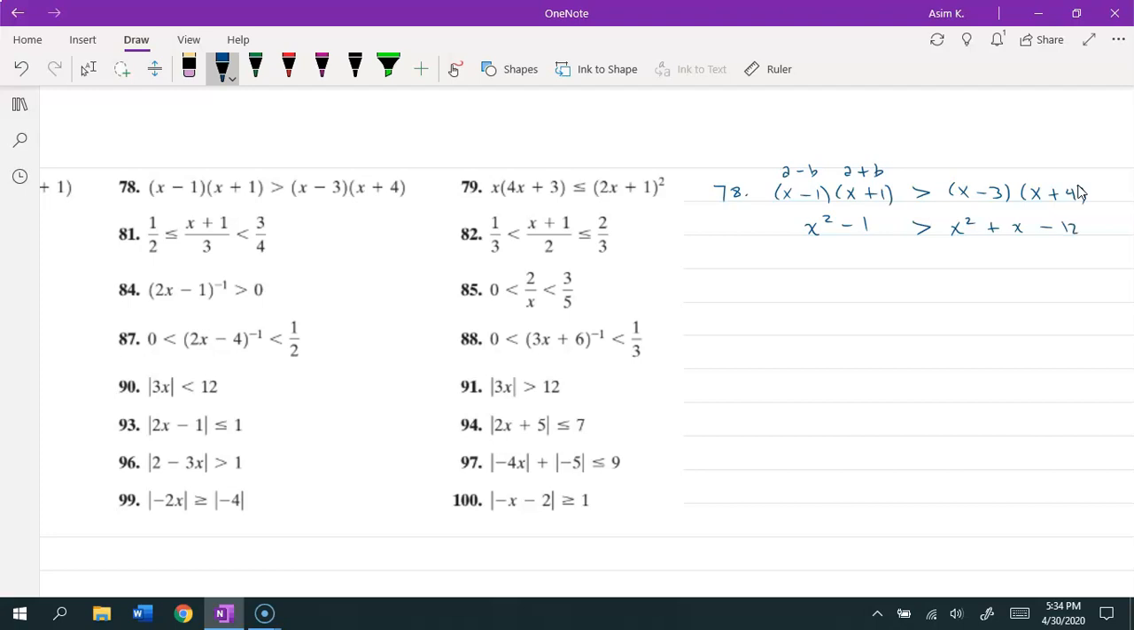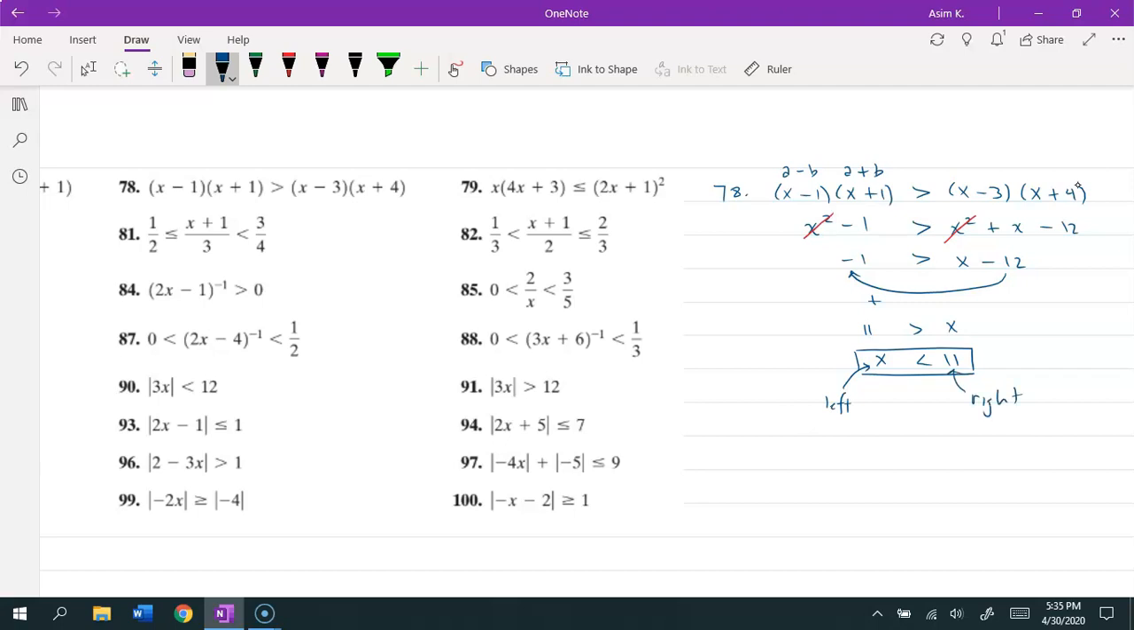All right. Now, notice how there's an x squared on either side, so it's good enough to just go ahead and cancel those out. So you'll have negative 1 is greater than x minus 12, and at that point you can bring the negative 12 over and make it a positive 12. So you'll have 12 minus 1, which is 11, which is greater than x, and therefore x must be less than 11, right? Remember, it's better to put the x on the left side and the number on the right side, right?